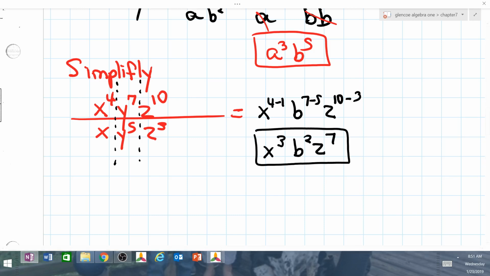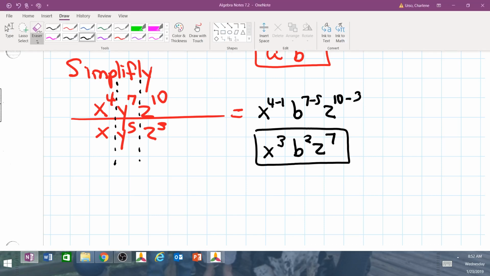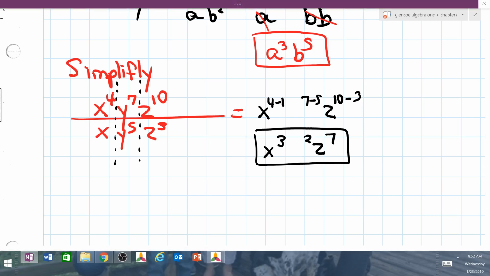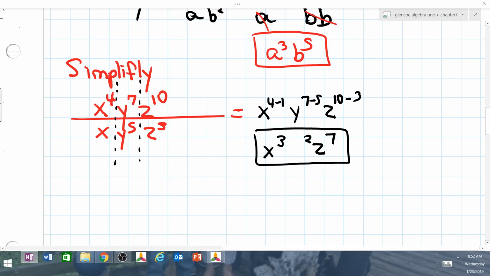Okay, what'd you get for an answer, John? I got x cubed, y squared, and z to the 7th power. Okay, let me just fix something. I don't know why I made the y in mine a b, I don't know where the b came from. So let me fix it before I display the answer here. X cubed, y squared, z to the 7th. Is that what you got? That's what I got. Does anybody have a question?